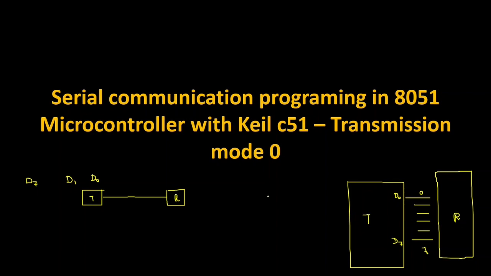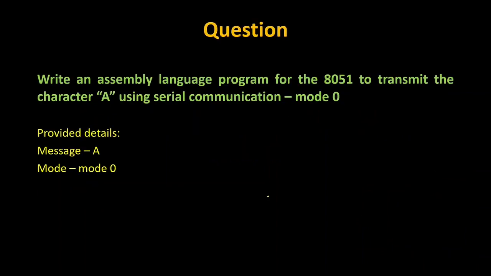So getting inside, the question which is given to you is: write an assembly language program for 8051 to transmit character A using serial communication in mode 0. We will understand what mode 0 is when we get into the theoretical aspects of mode 0. The data given to us is that we are going to transmit the message A, and that we have to operate in mode 0. With the help of these two pieces of information, we can understand what mode 0 is and how to transmit the data.